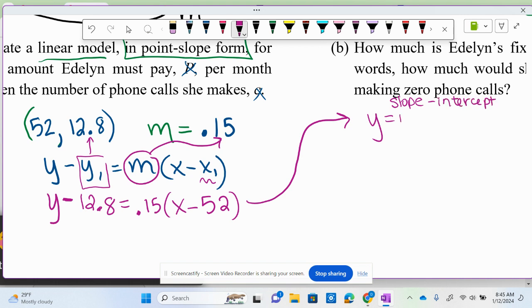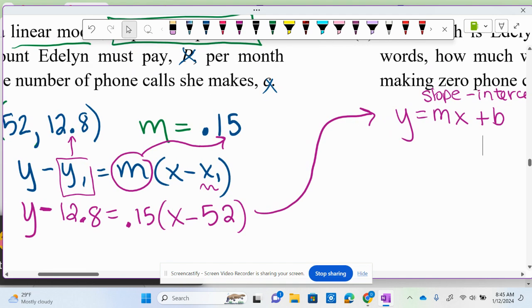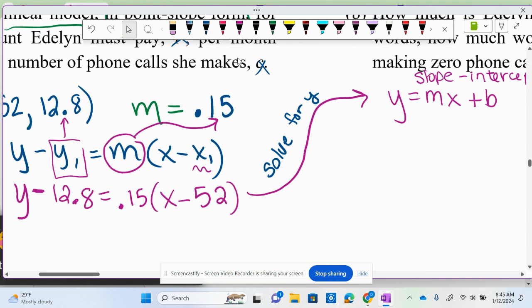It is Y equals MX plus B. So we're going to have to take this equation with decimals and solve for Y. That's basically what we're doing. We are solving for Y. What's that going to look like? What should I do first? Distribute. Yeah, I'm going to distribute this.